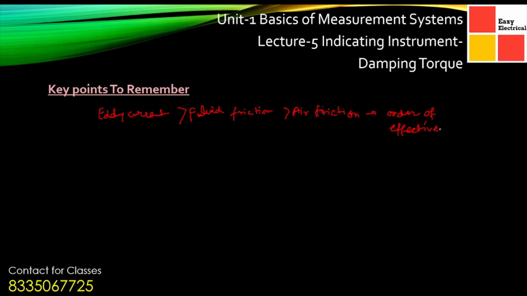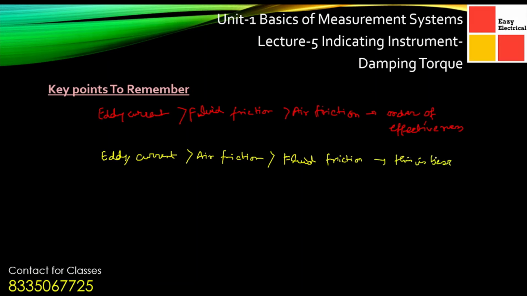Another arrangement or another order is there, that is how we can say the priority. Priority wise, if we see that eddy current has the first priority. Whenever there is a possibility, we can use the eddy current. Then there is air friction, and whenever there is no such option, we use the fluid friction. So this is based on priority.